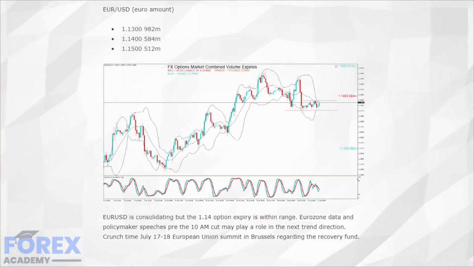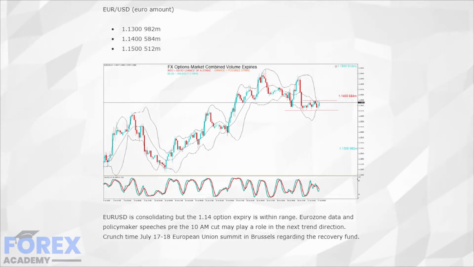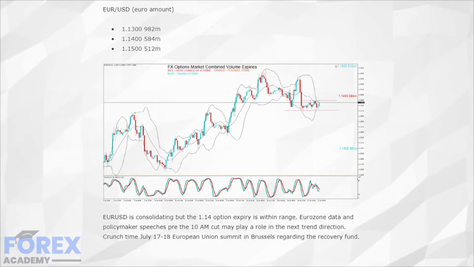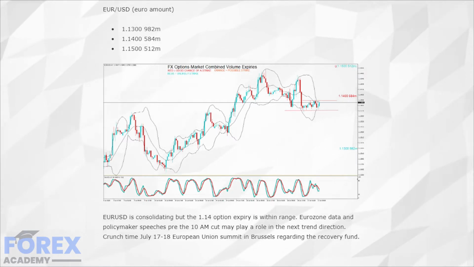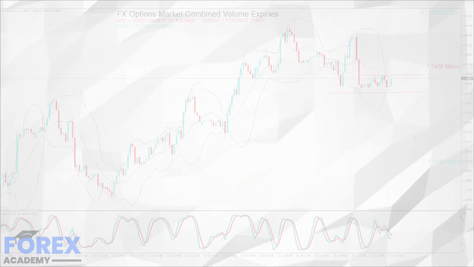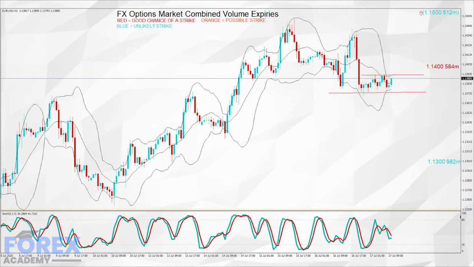This is what you might expect to see when you click on the FX options page every day when available. Here we can see that there are 3 option maturities due to the roll-off at 10 AM New York cut. The first option is for 982 million euros at the 1.1300 exchange rate. The second option is for 584 million euros at 1.1400, and the third option is at 512 million euros at 1.1500. These FX option maturities are then plotted onto a 1-hour chart and color-coded red, orange or blue.